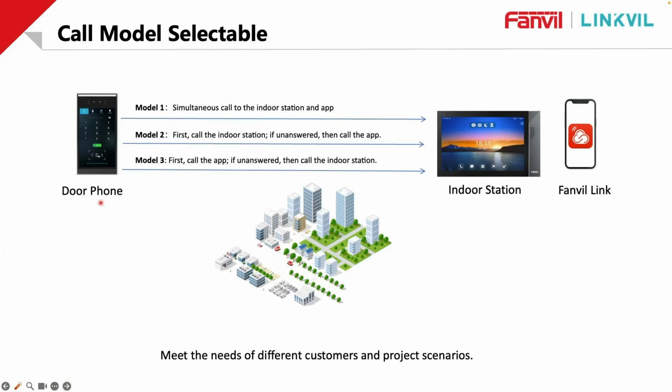More on call mode selectable, okay. The door phone has three options to make the call. The door phone can call the indoor station directly and, at the same time, simultaneously send the call to the Fanvil link, okay. The second method is to first call the indoor station; if unable, then call the app. And the third method is to first call the app; if unable, then call the indoor station. So this meets the needs of different customers and project scenarios, okay.